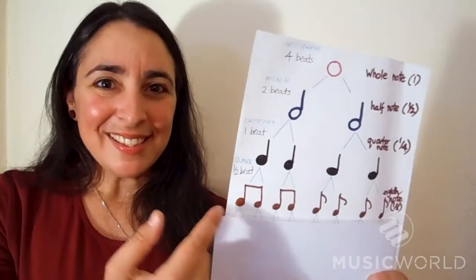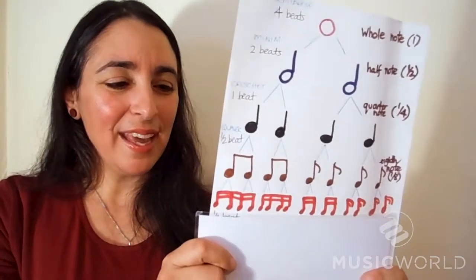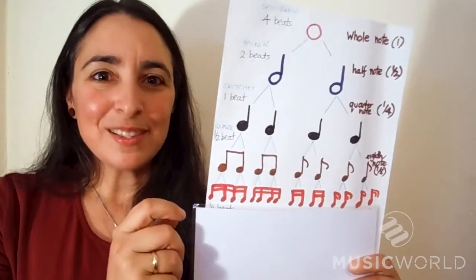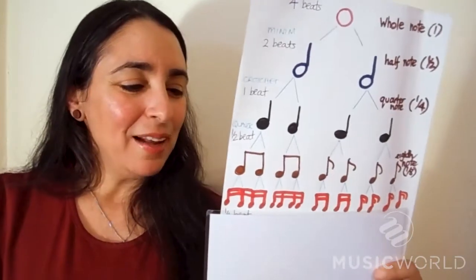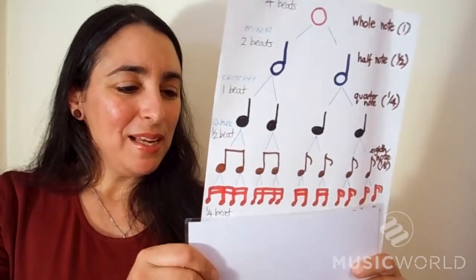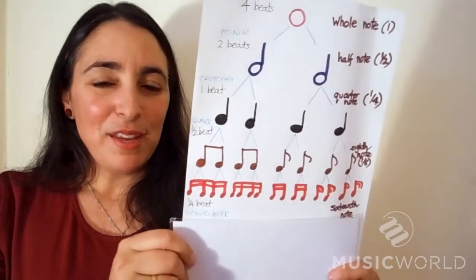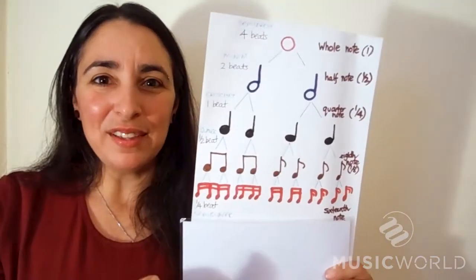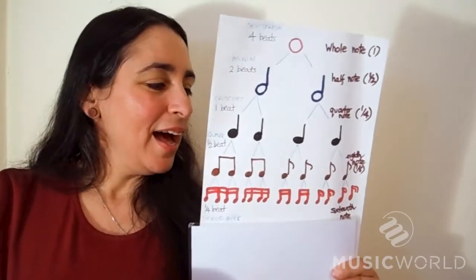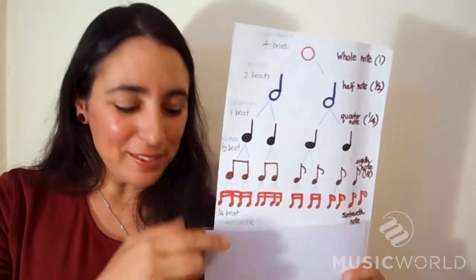So let's divide these in half again. We get these cool looking notes with the double beam or the double tail, and they are called semi-quavers. If you count them really quickly, you'll find there are 16 of them that make up the equivalent of the whole note at the top. So we can call them a 16th note.